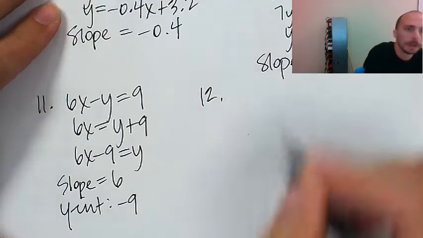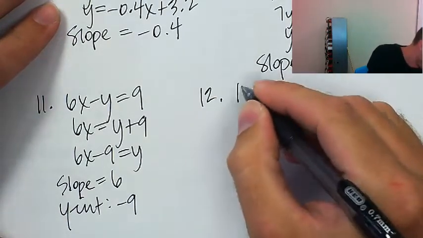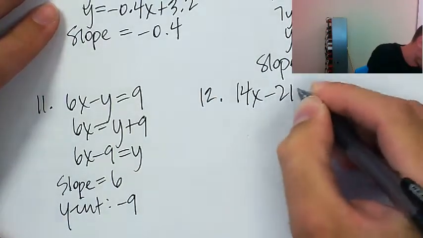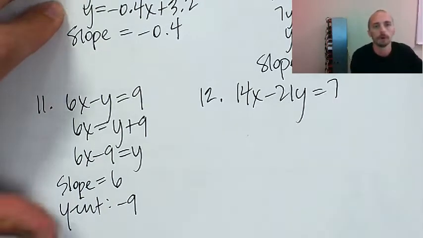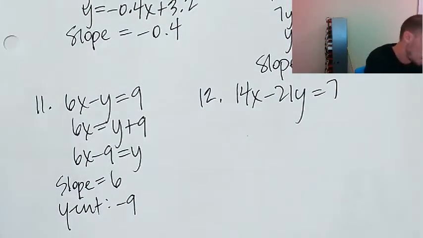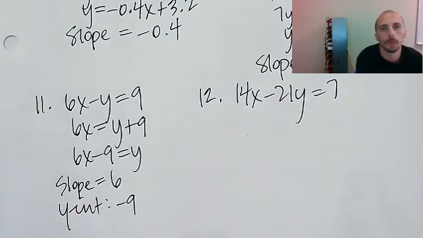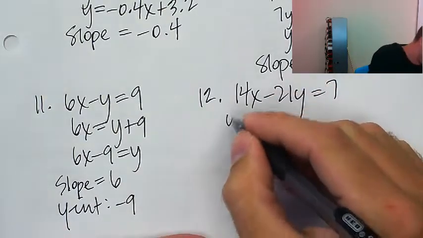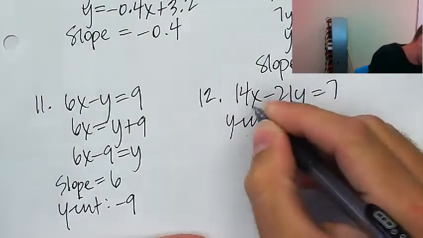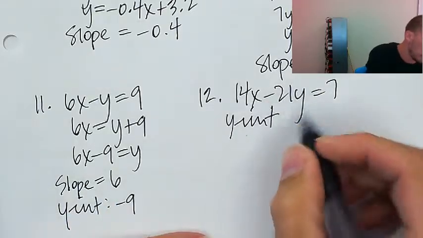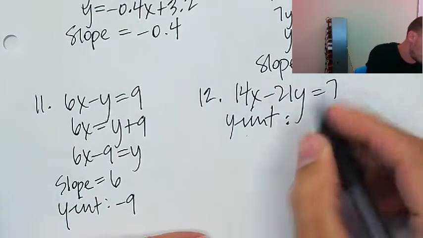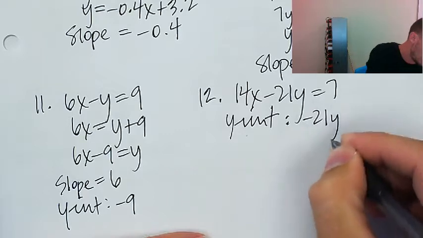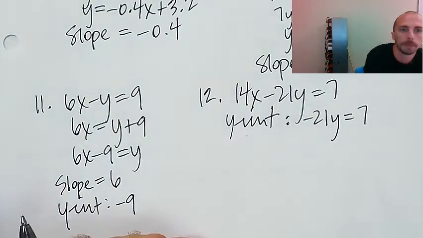And then number 12 is 14x minus 21y equals 7. Okay, like this one. All right, let's start with the y-intercept. The y-intercept is going to be where x is equal to 0. So 14 times 0 minus 21y is equal to 7.